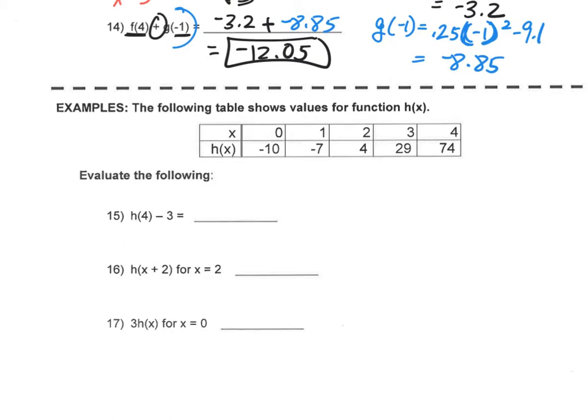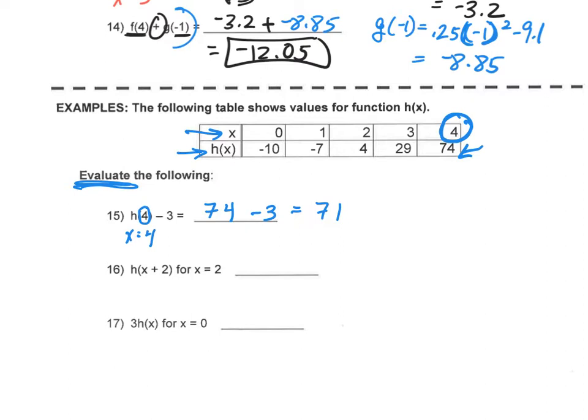Taking a look at the next one, or the last one actually. It says evaluate the following. Okay, so evaluate means that we are going to plug it in and figure out what it equals. So they want us to evaluate h of 4 minus 3. So here, notice these are my x values and these are my y values, or my output, my h of x. So this says x equals 4, h of 4. Well, if I look, here's h of 4, my output is 74. So I know this problem is the same as 74 minus 3, which equals 71. And it's really that simple, okay?